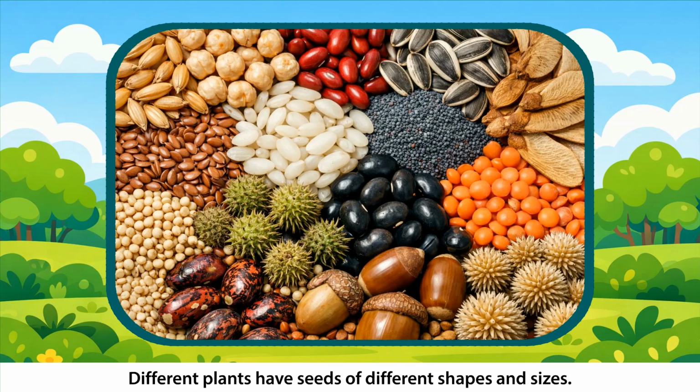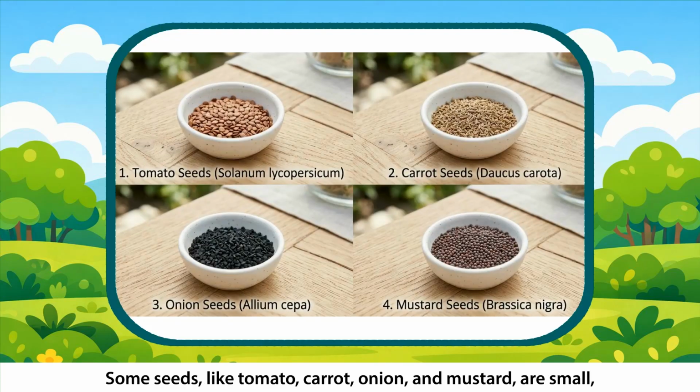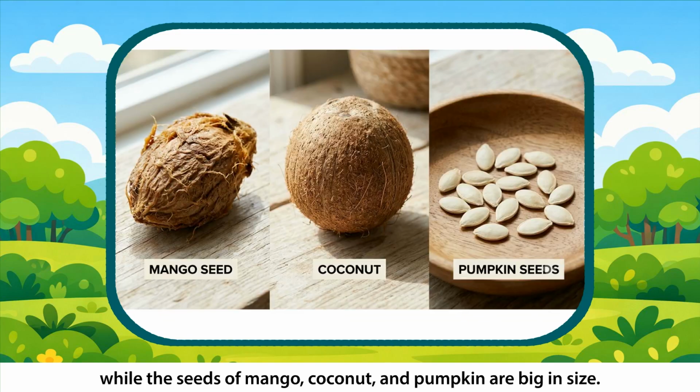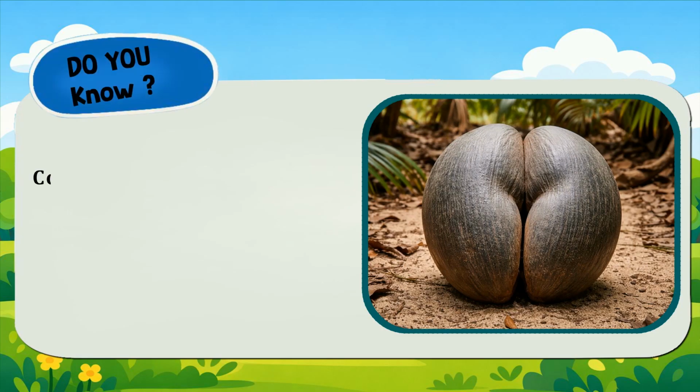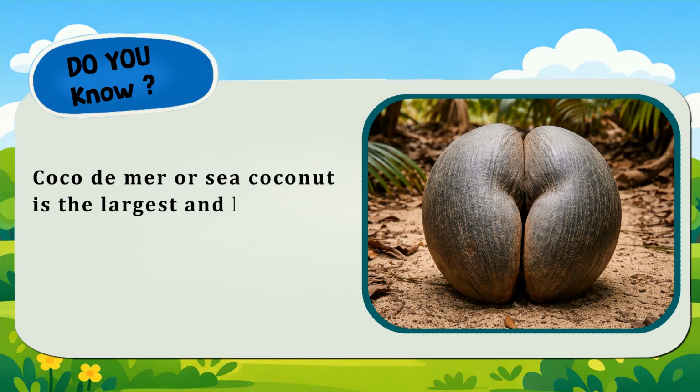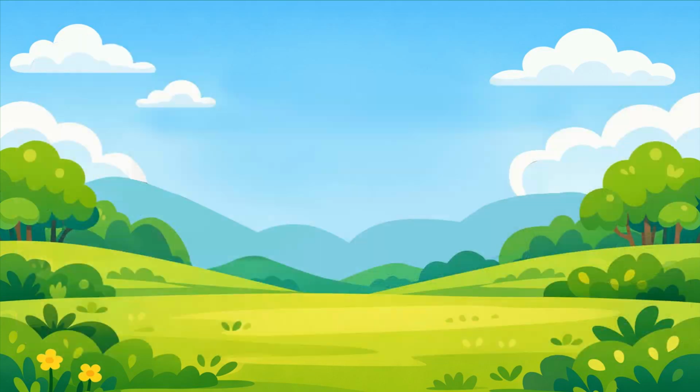Different plants have seeds of different shapes and sizes. Some seeds like tomato, carrot, onion, and mustard are small, while the seeds of mango, coconut, and pumpkin are big in size. Do you know? Coco de mer, or sea coconut, is the largest and heaviest seed in the world.